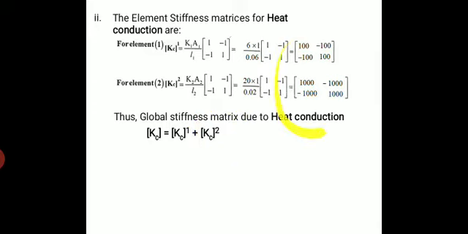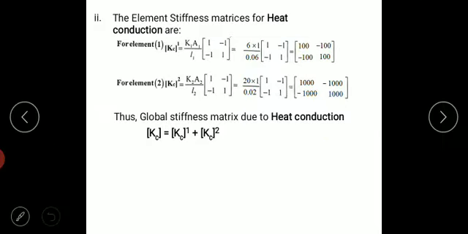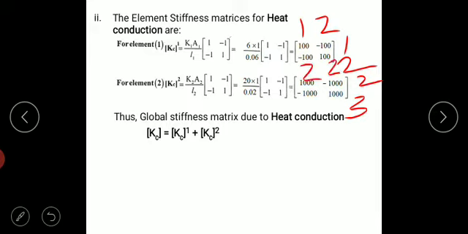If I add these two, it is not a regular matrix addition, as we have already discussed in the previous class. It is 1 2 for the first element, 1 2 for the second element, it is 2 3. Fine. So now I have to make the global stiffness matrix in such a way that I get a 3 by 3 matrix. Okay, fine.